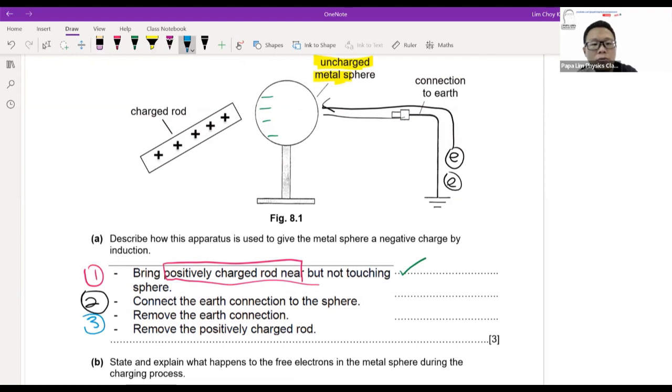You have to remove the earth connection, because if you remove it in the wrong sequence, for example you remove the charge rod first, you'll find that these electrons will actually be neutralized by the earth wire, because the earth wire is still connected to the sphere itself. So in the end you will have a neutral metal sphere again. So the sequence is important.